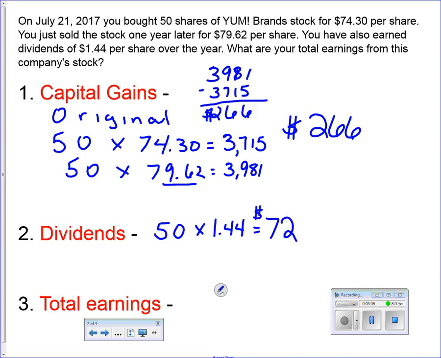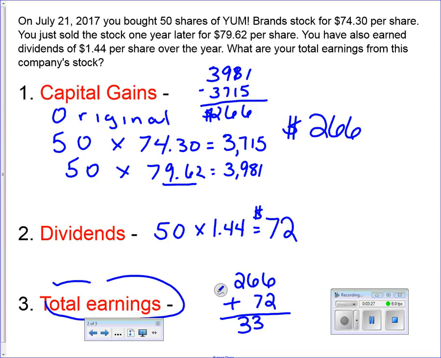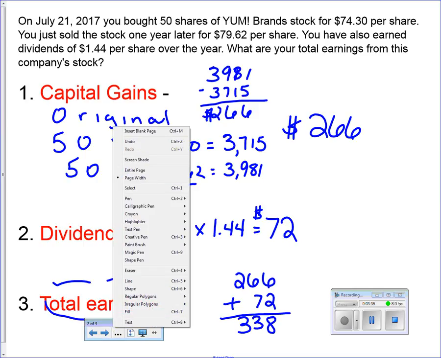Okay? So now what we have to do to find our total earnings, we are going to take our capital gains and we're going to add our dividends. And that gives us a total return for total earnings of $338.